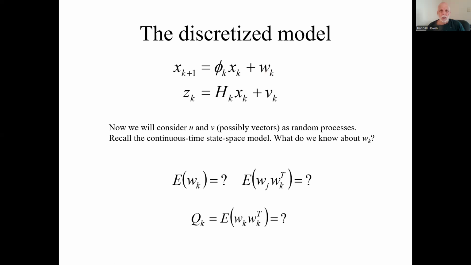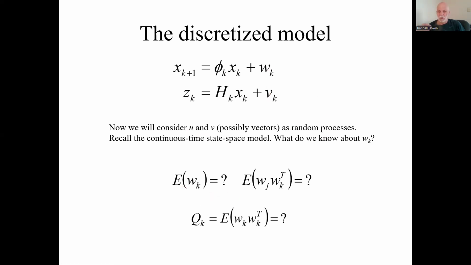We're going to start talking about the U and V in the continuous time model as being random processes. So what are the W and V in the discrete time case?